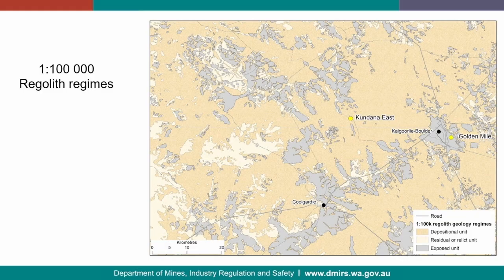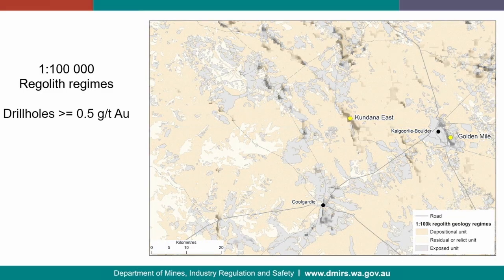So what we did here is we compiled all the regolith mapping into a seamless digital data set, and we just subdivided it into 3 units: depositional, residual, and exposed, or in other words, outcrop. So the outcrop areas are shown here in grey. Overlying that, I show the mineralised drill holes imaged up at a 300 metre cell size. So you can start to see where the gold mineralisation is outcropping and where it is undercover.